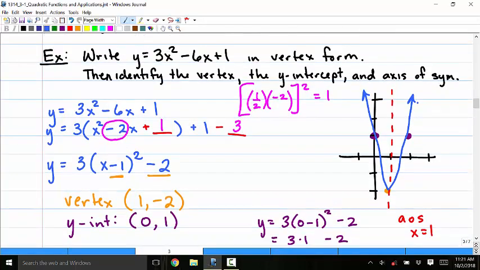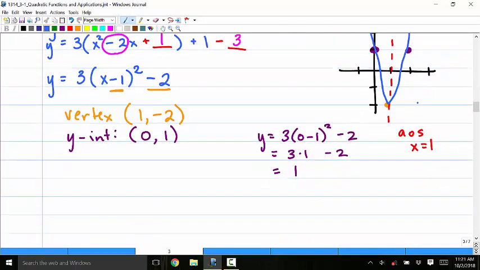All right. Another way to go from standard form to vertex form. You ready? The example is 3x squared minus 6x plus 1.